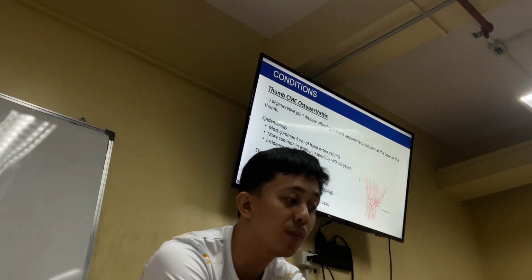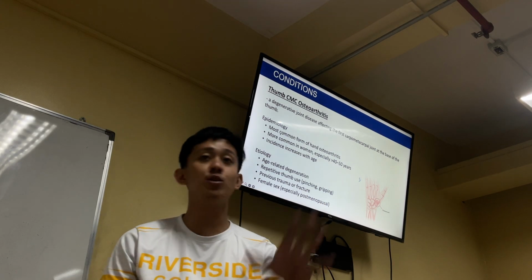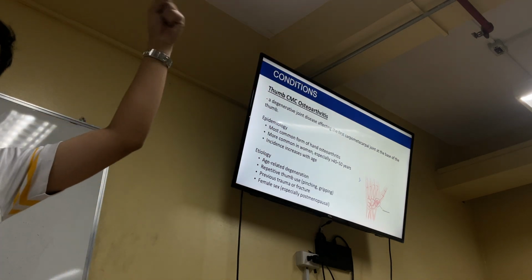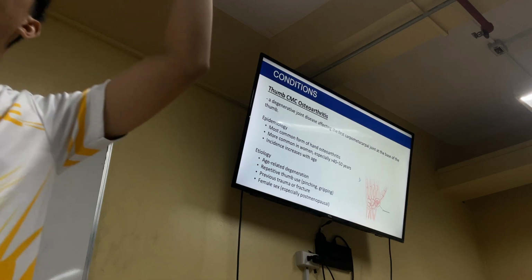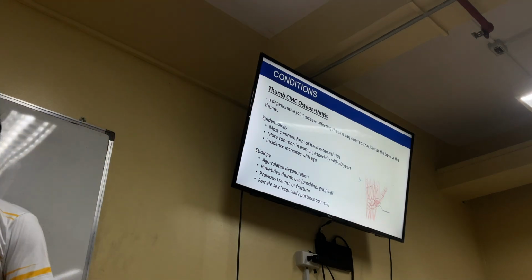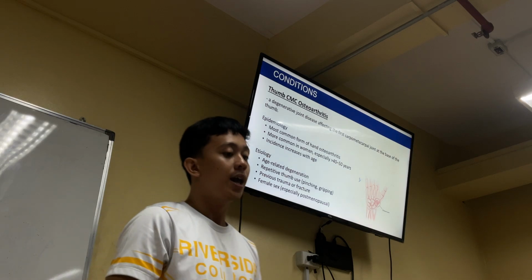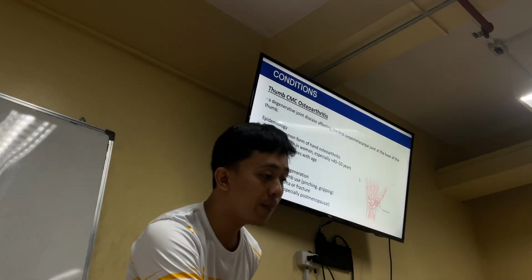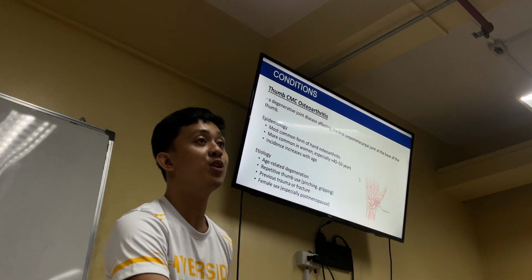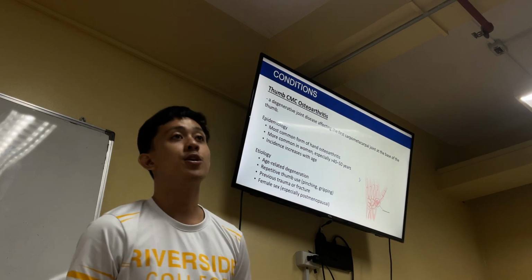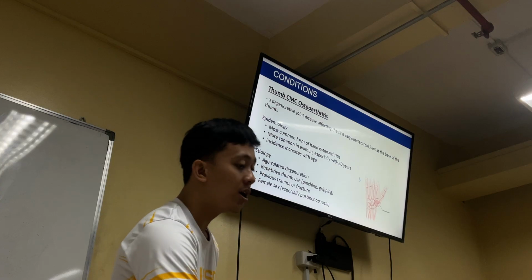Epidemiology, the most common form of hand osteoarthritis. Damo-damo kita hand osteoarthritis, di ba? It includes your swan neck and boutonniere deformity. But the most commonly affected joint is your carpometacarpal. That's why they included it here in the oral revalida. More common in women, especially in 40 to 50 years of age, and increases in incidence with age.